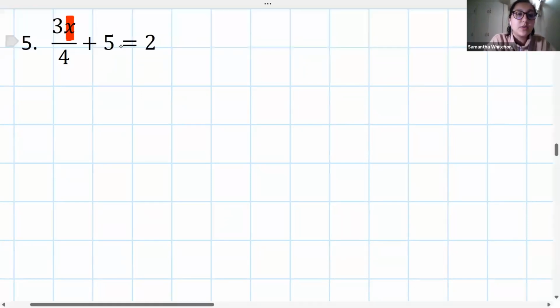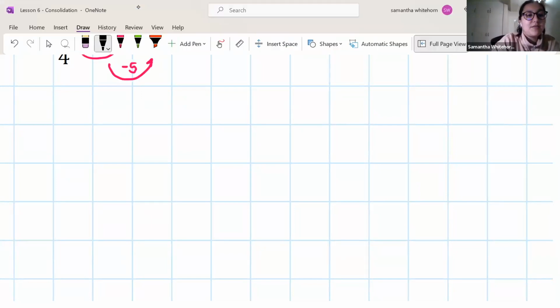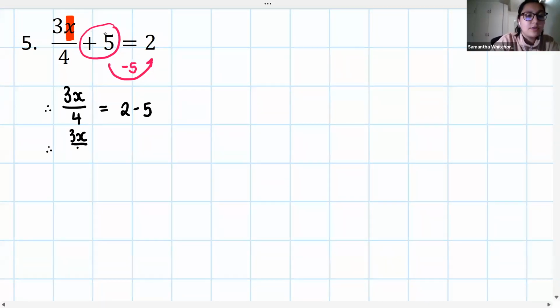So the first one I'm going to deal with is this plus 5 using inverse operations. I'm going to subtract 5 on both sides so that on the left, I just have the fraction containing the x. So 3x divided by 4 is then equal to 2 minus 5. On the left, we now have 3x divided by 4, and on the right, 2 minus 5 is negative 3.